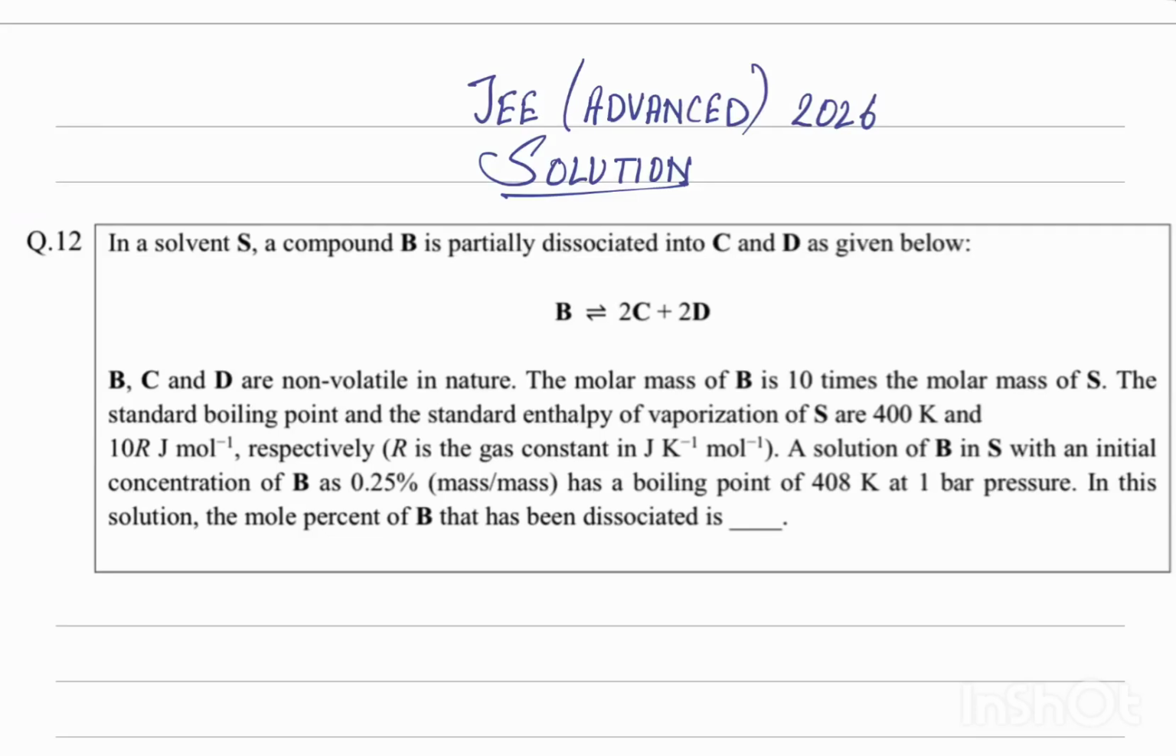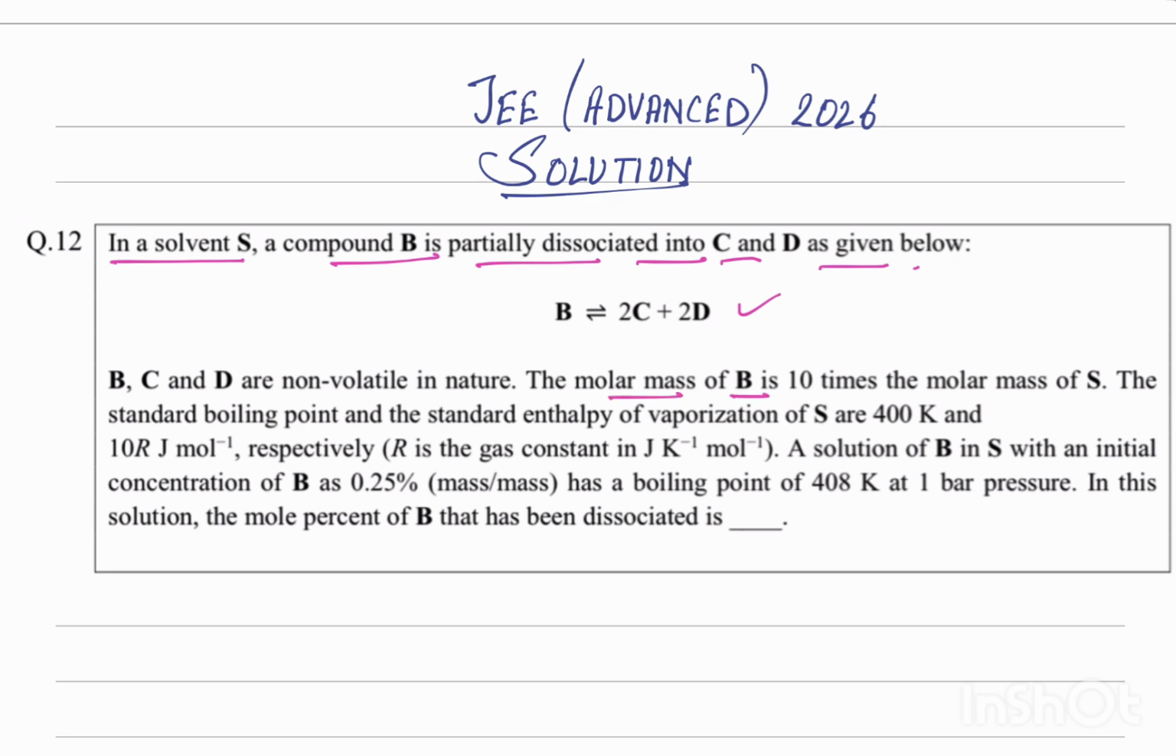Hello everyone. Today we are going to discuss a question from the JEE Advanced 2026 paper 2 from the solution chapter. In this question, it is said that in a solvent S, a compound B is partially dissociated into C and D as given below. B, C and D are non-volatile in nature.